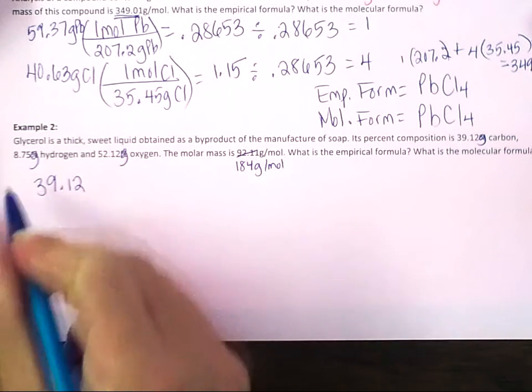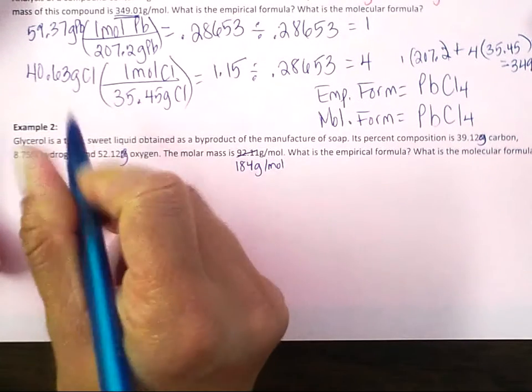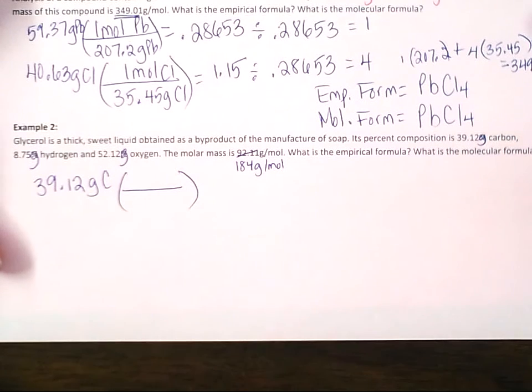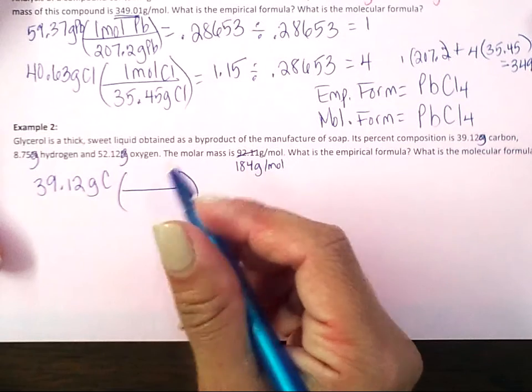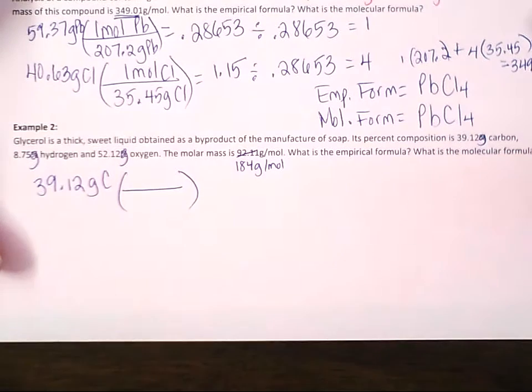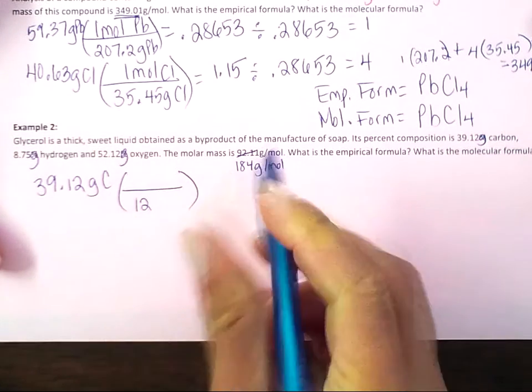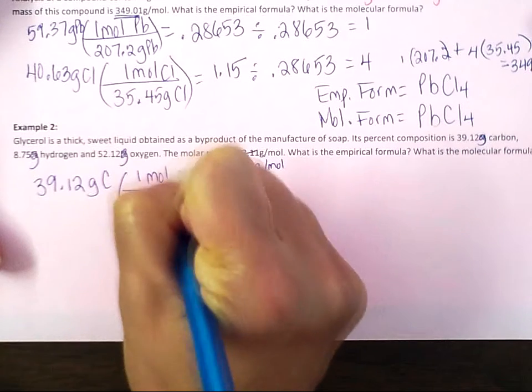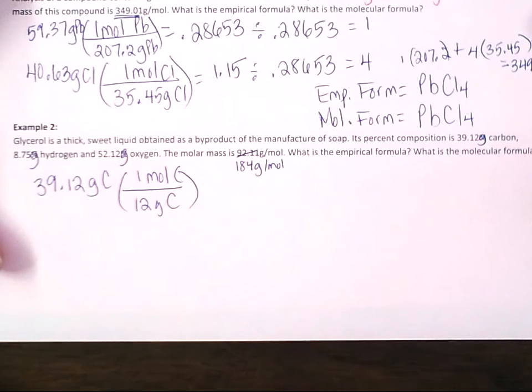So carbon would be 39.12 grams of carbon. Do we have it memorized now? What is the mass of carbon? Anyone? Yell it out, people. Okay, carbon is 12. 12 grams of carbon for every 1 mole of carbon. Okay? You would do the math.